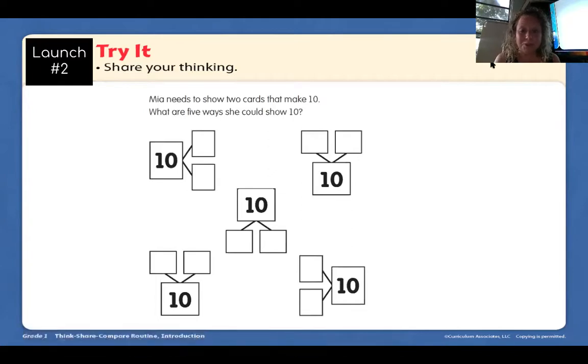Launch number 2, Mia needs to show 2 cards that make 10. What are 5 ways that she could show 10? This one's going to take some time. Push pause, and when you're ready to move on, you can push play.